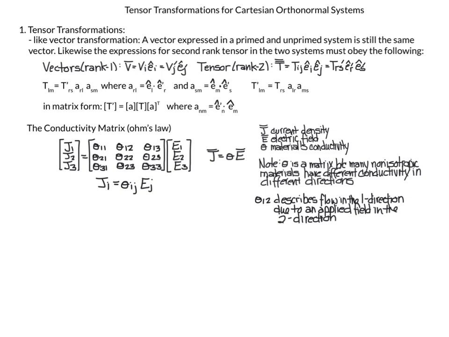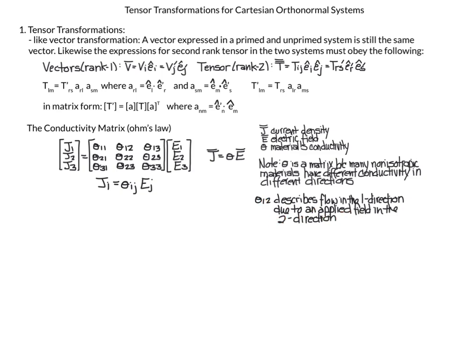And it will be a scalar in the simple case, where the amount of current flow is governed solely by the magnitudes of sigma and E, while the direction of the flow is always parallel to E. However, there are many non-isotropic materials that have different conductivity in different directions, in which case we need this conductivity matrix. So our sigma 1, 2 describes the flow in the 1 direction, or the x direction, due to an applied field in the 2 direction.